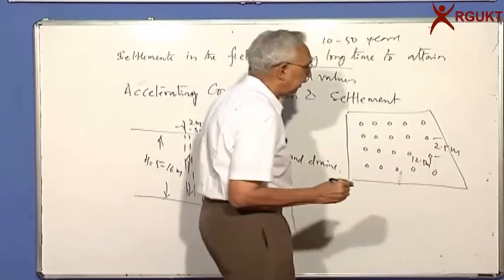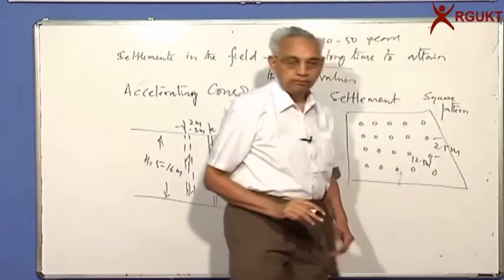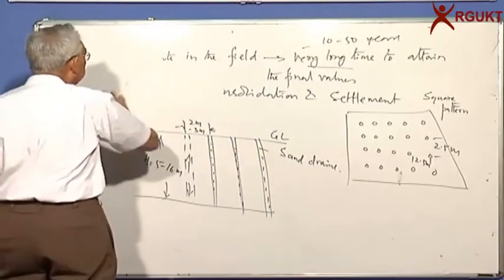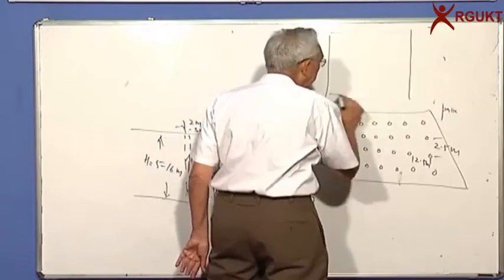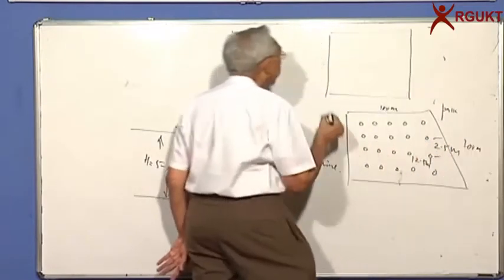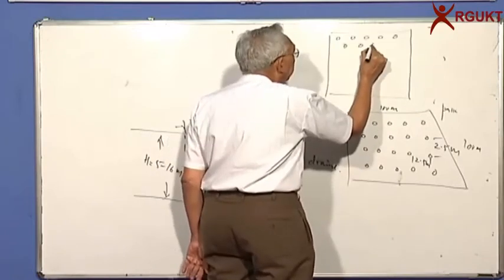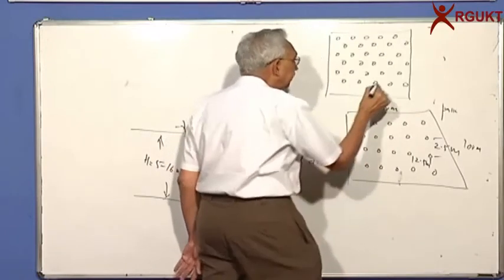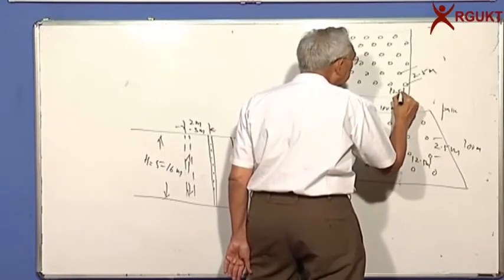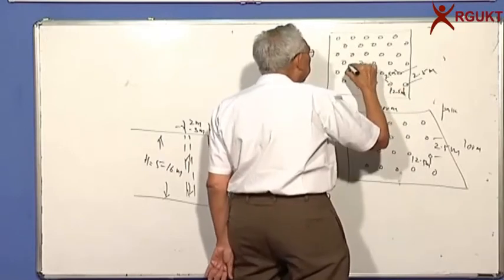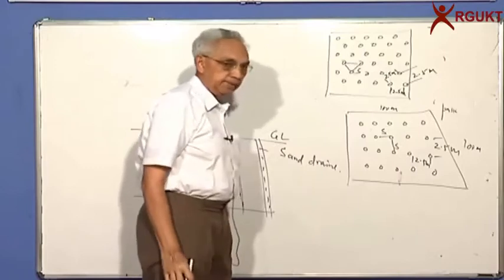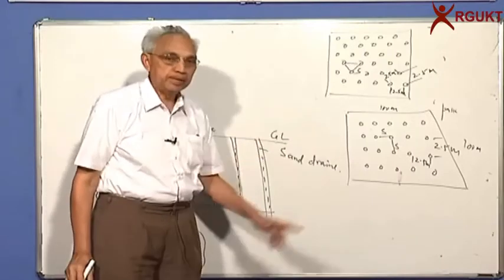This is what is called a square pattern. We can also install them in what is called a triangular or staggered pattern. Same area, let us say this is some 100 meters by 100 meters. I can install drains in a staggered fashion, and the spacing is the same between any two adjacent drains. So I call that S. Even here I call it S. In case of square pattern, it's two perpendicular directions.